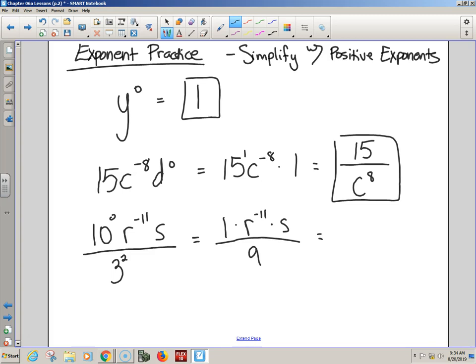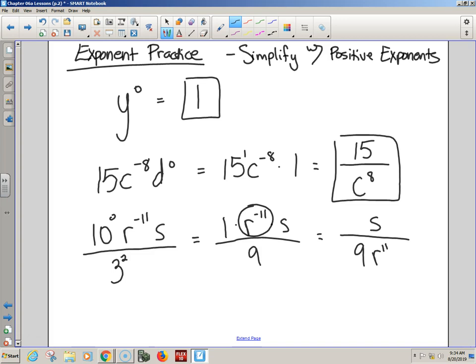You saw the negative and you remembered flip, but you forgot that the only one who moves is the one with the negative. So only the r to the 11 moved. Everything else stays solid. You could have had 3 squared. That's okay. But only the negative exponent moves.